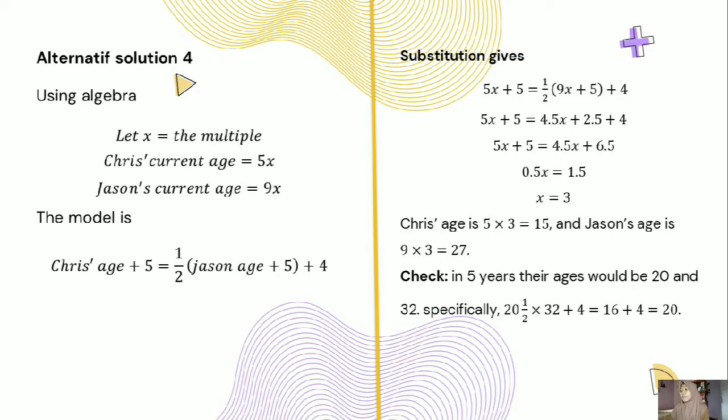Check: in 5 years, their ages would be 20 and 32, specifically 20 equals a half multiplied by 32 plus 4, which equals 16 plus 4 equals 20.